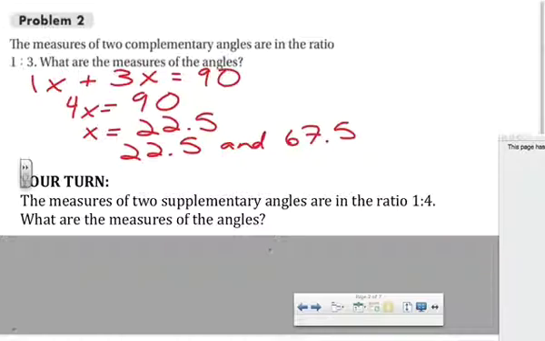Okay, please take a moment and work through the Your Turn problem 2. This is not a CENTIO problem. This is just paper and pencil, because it's asking for two angles. Supplementary, remember, means they add up to 180. Read the question. Gotta read the question.